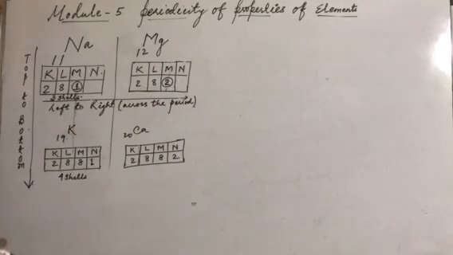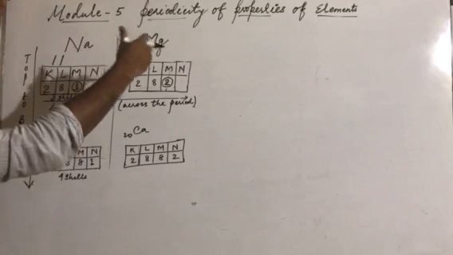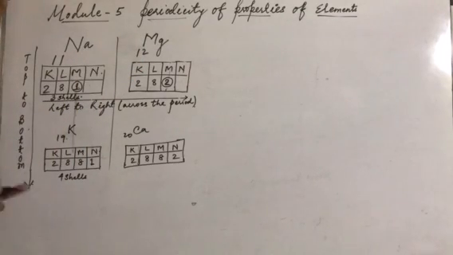So as a result, the ionization potential increases as we move from left to right. The same applies to atomic ionization, electronegativity as well as electron affinity. Am I clear, children?